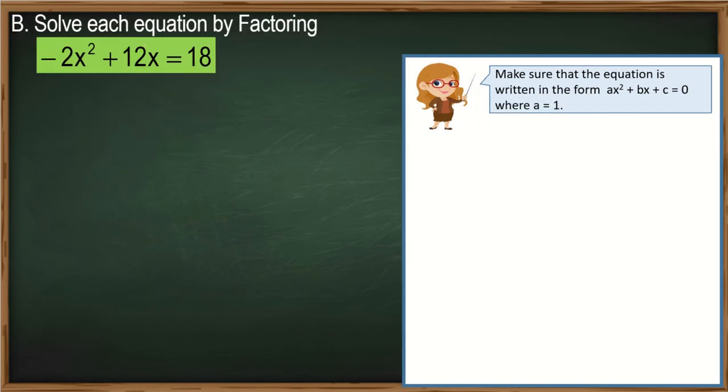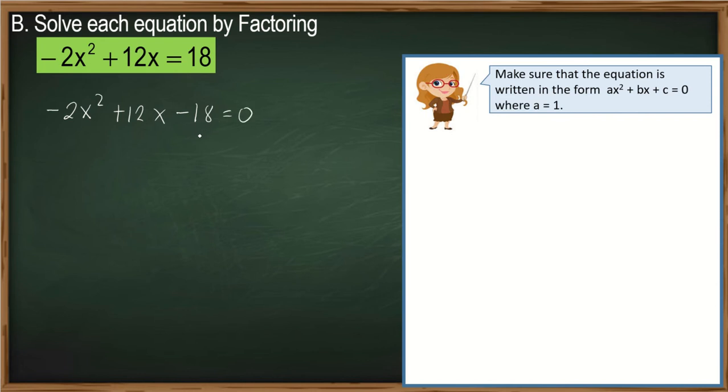Let's have another example. We have negative 2x squared plus 12x equals 18. Now, the leading coefficient of x squared is not positive 1. Instead, it's negative 2. And it's not yet written in the standard form. Okay. So, isulat muna natin siya sa standard form bago natin siyang gawaan ng paraan na yung coefficient ng x squared ay magiging positive 1. So, we have negative 2x squared plus 12x minus 18 equals 0.